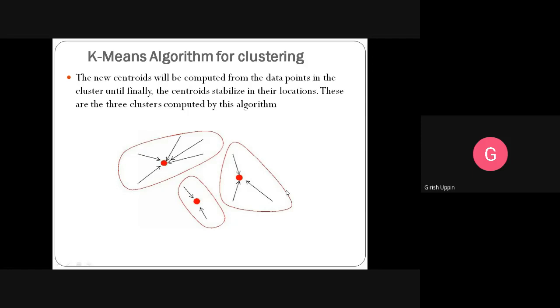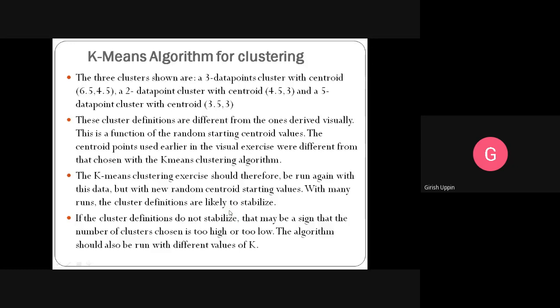Initially we did it visually. Now using the k-means algorithm, these clusters are created. The 3 clusters are shown, 3 data point clusters, with centroids. These are the centroids that are given. These cluster definitions are different from the ones derived visually. So there is a difference in what we did manually, looking at how it looks. Visually we did the clustering, and this looks different from that. The centroid points used earlier in the visual exercise were different from those chosen in the k-means clustering algorithm.